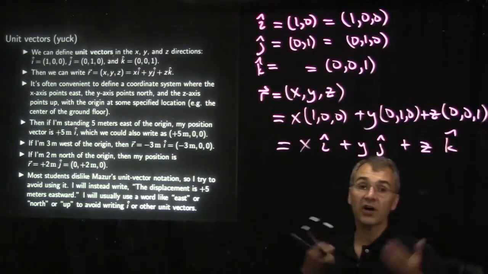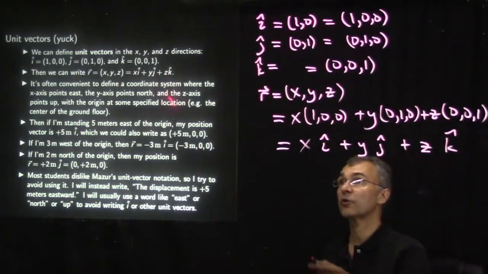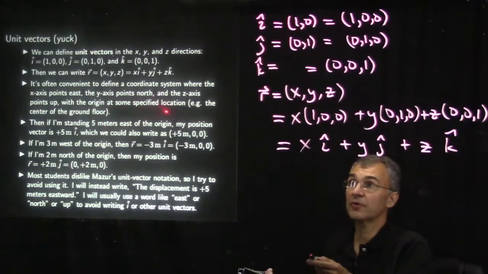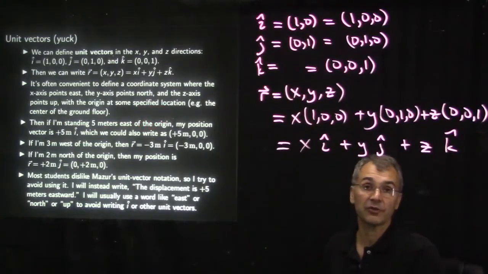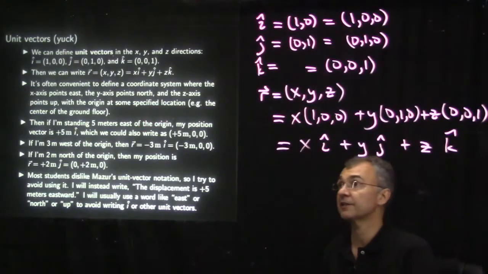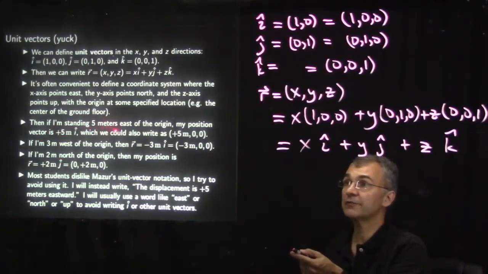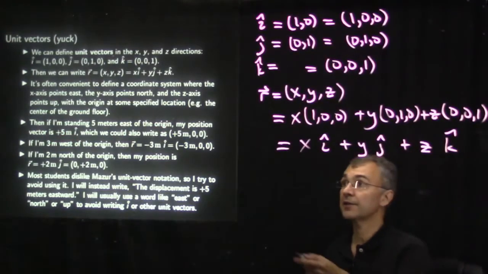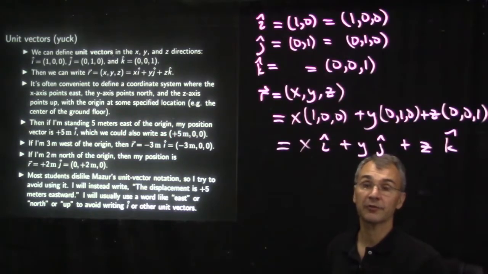So it is often convenient to define a coordinate system where the x-axis points east, the y-axis points north, and the z-axis points up. And the origin is at some specified location. Maybe it's at the center of the ground floor of the building you're working on. Then if I'm standing 5 meters east of the origin, my position is at plus 5 meters I hat, which we could also write as plus 5 meters, 0, 0.